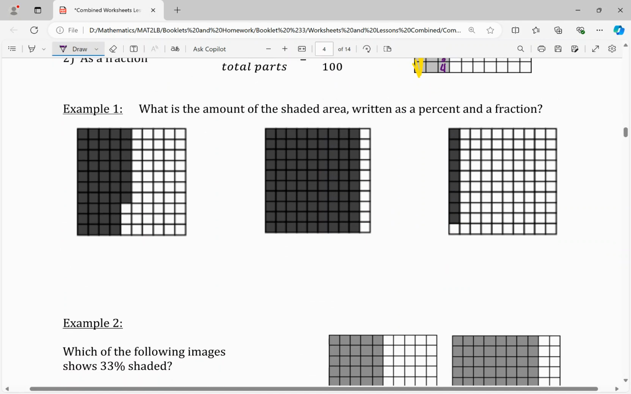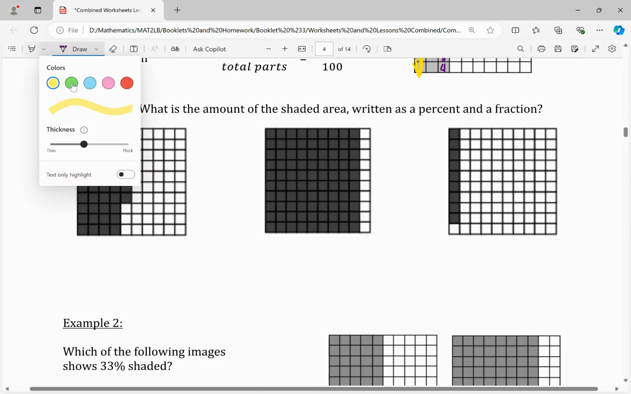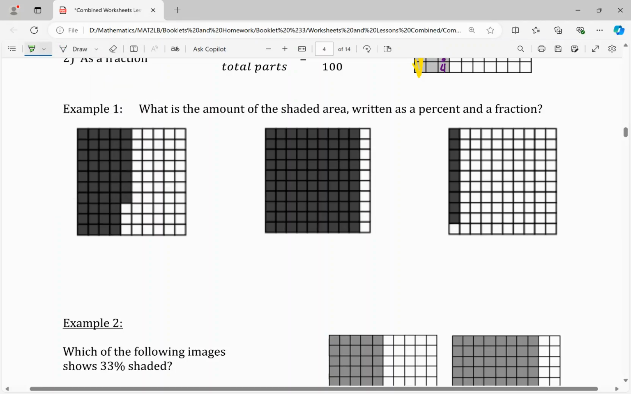Example 1 asks us to write the amount of shaded area both as a percent and as a fraction. The first thing that we need to do in each of these is count the number of boxes that are shaded in. And again, don't count them one by one. Take shortcuts when you're counting.